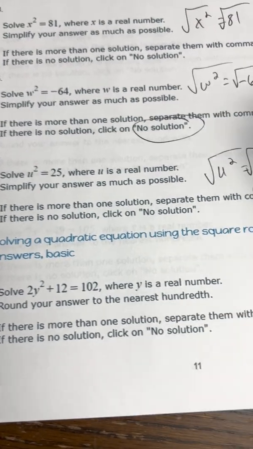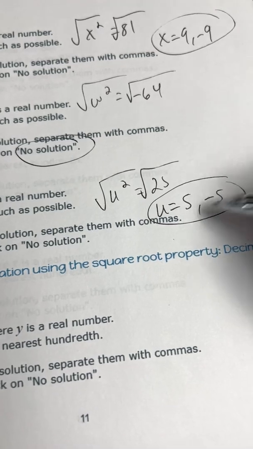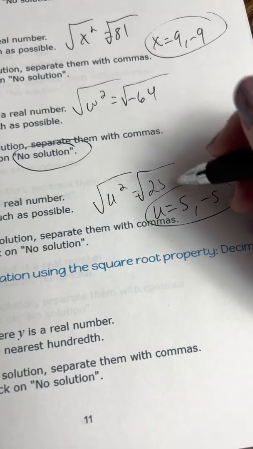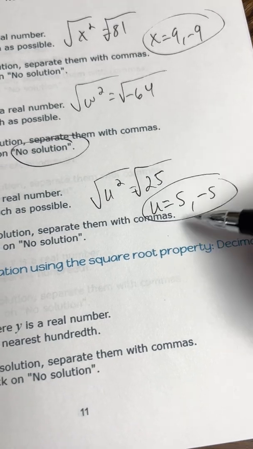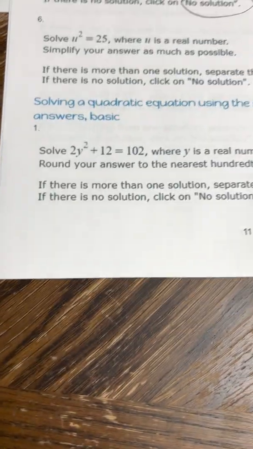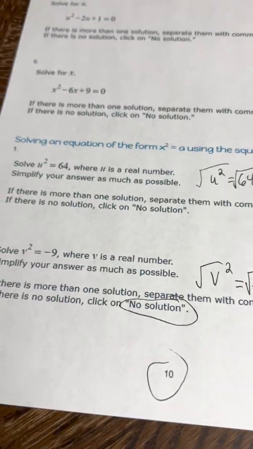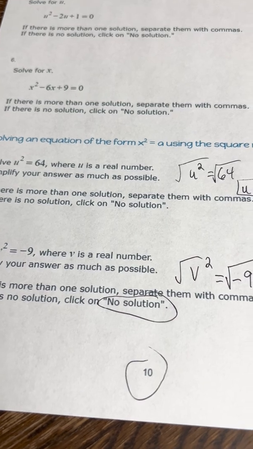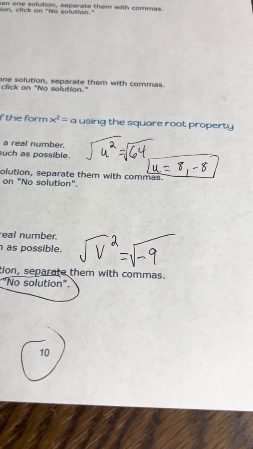So it's no solution if you have a negative under the radical. And you have two answers if you take the square root of a number, because whenever you square a negative, you're going to get a positive number. Square a positive, you're going to get a positive number. So you'd have two outcomes. That is the topic called solving an equation of the form x squared equals a using the square root property.